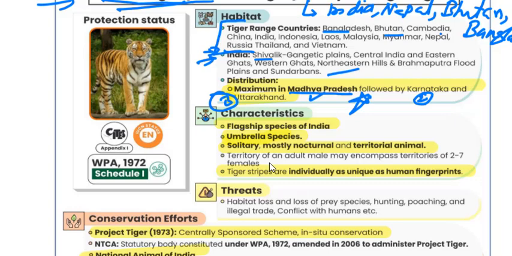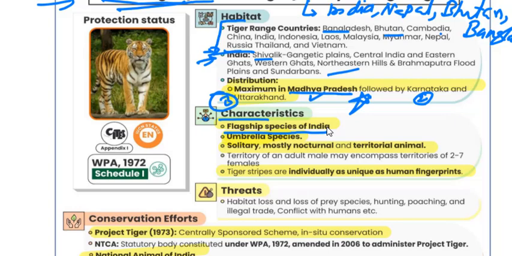Let's see some characteristics mentioned here. First is the flagship species of India. What is a flagship species? Actually, a flagship species is the symbol for conservation efforts because they are culturally significant and also play a crucial role in the ecosystem. These species also raise awareness and funds for biodiversity conservation.